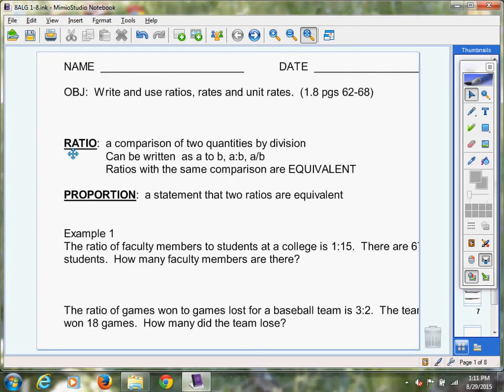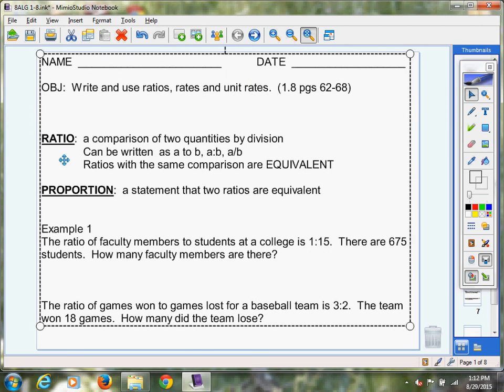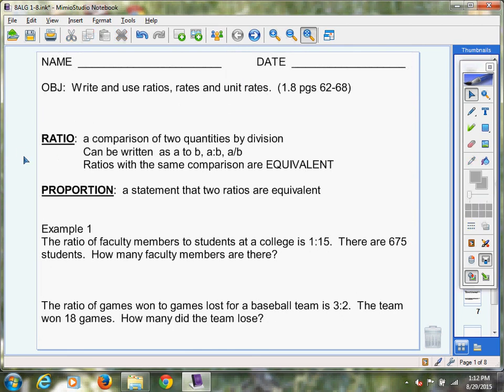We have some definitions here. We've got a ratio. That's a comparison of two quantities by division. And we can write it a couple of different ways. You can write it as A to B, where A is a number, B is a number. For example, 7 to 8. You could use the colon and do 7 colon 8, and then you can write it as a fraction, 7 over 8. So that would be a way that you could write a ratio.